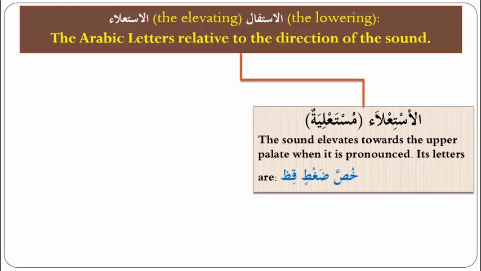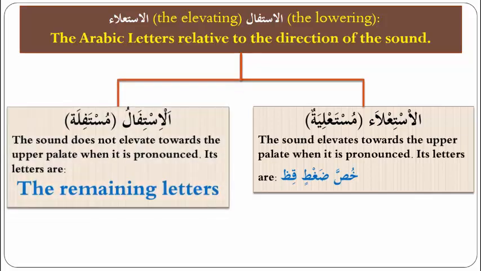Its letters are khussa, dawtin, qiz. Notice, the sound elevates towards the upper palate when it is pronounced. When each one of these letters is pronounced, the sound elevates towards the upper palate. The letters of isti'ala are khussa, dawtin, qiz.